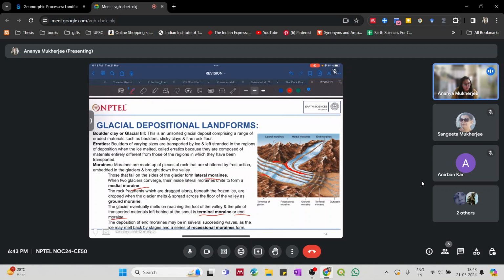So you can see over here, this looks like an end moraine, but it is developed behind this end moraine, terminal moraine over here. So these are called recessional moraines.